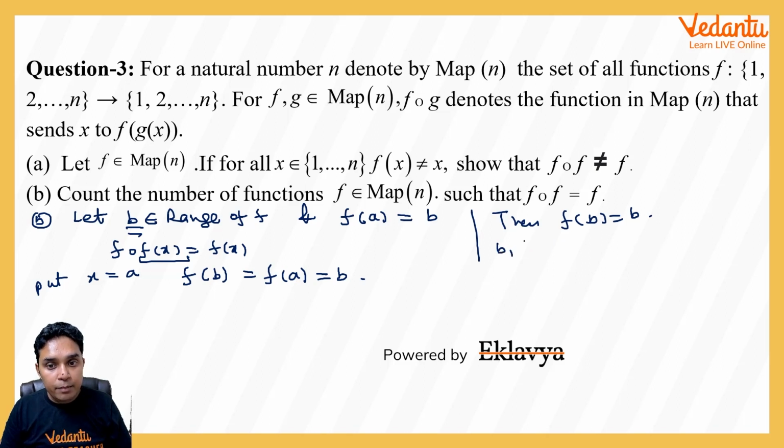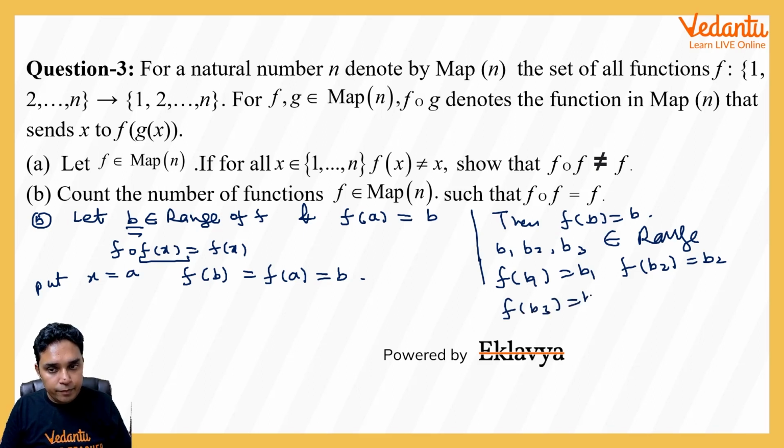Suppose there were B1, B2, B3 belonging to the range. In that case, as we have proved here, f of B1 will be equal to B1, f of B2 will be equal to B2, f of B3 will be equal to B3. Now those elements which are beyond the range, other than B1, B2, B3, there will be n minus 3 elements. These elements will be connected to one of B1, B2 or B3, because the range has only 3 elements. They will not be connected to themselves because the range is only B1, B2, B3.